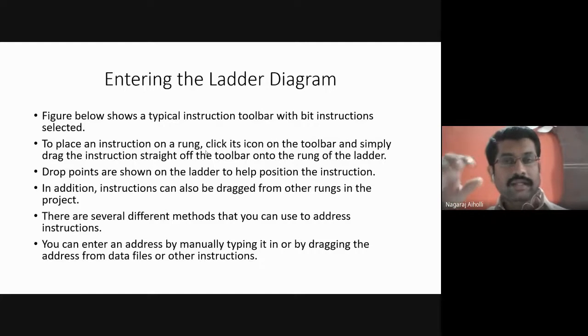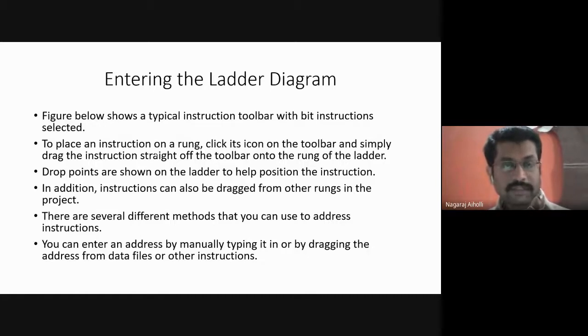If you want to place a particular instruction on the ladder rung, we have to click on the icon which is showing that particular instruction, as it was showing just now, the bit instruction. Click on that, drag it, and then place it at the indicated locations where it is highlighting, so that we place it at that particular location only.